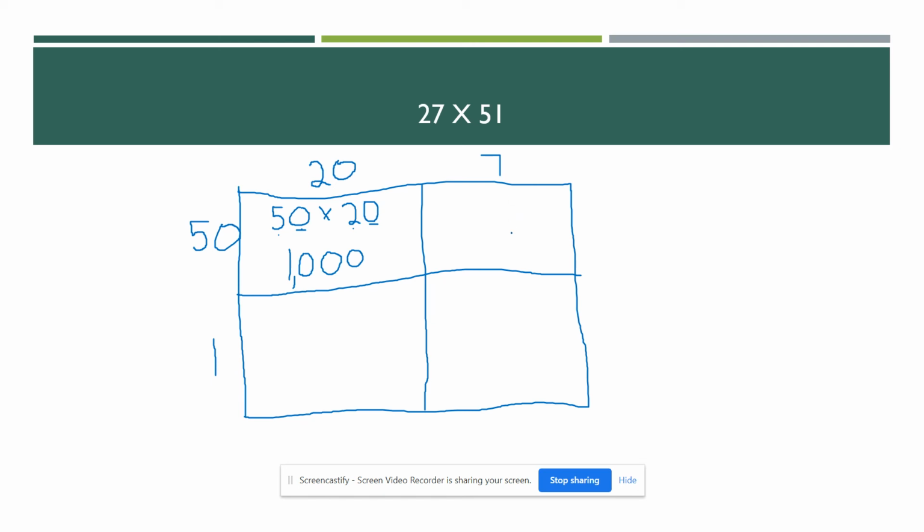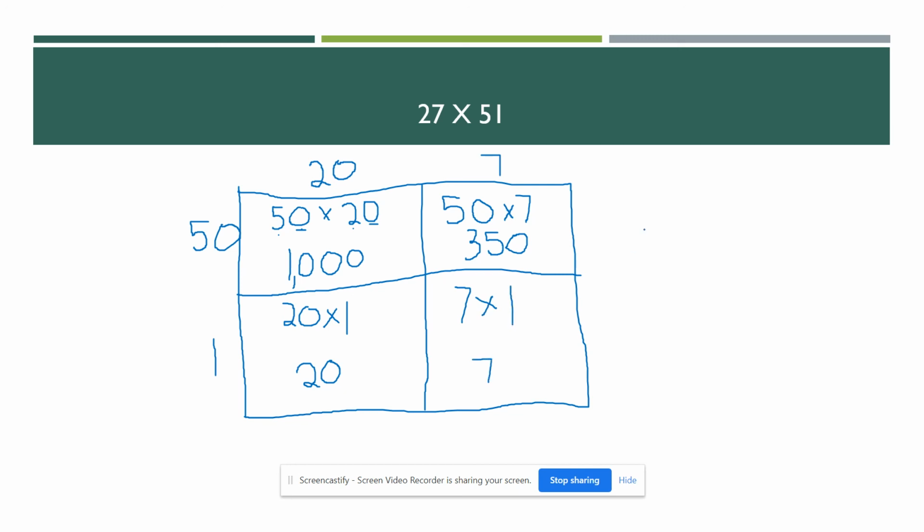Then for this box on top is 7. And all the way to the side is 50. So I'm going to multiply 50 times 7. 5 times 7 is 35. I then annex that 0 for 350. Now when I jump down to the bottom row, I am multiplying both factors by 1, and I look at what's on top, 20. 20 times 1 is 20. And 7 times 1 is 7.